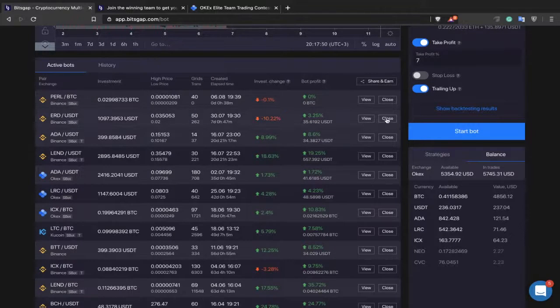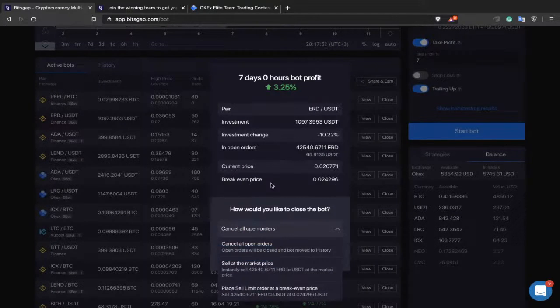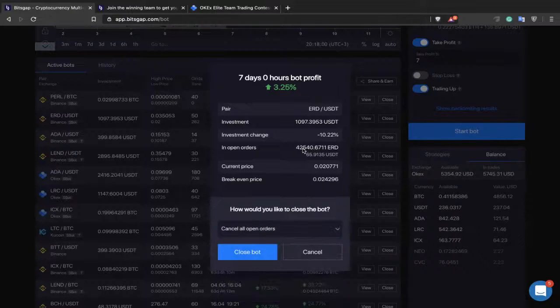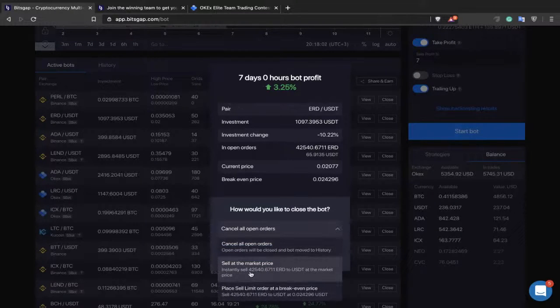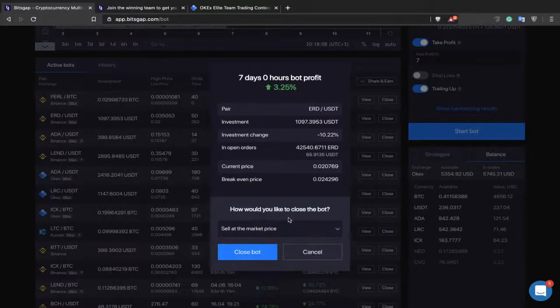So you'd rather maybe close the bot by another option, which is sell at the market price, by which you sell all of the base currency. So you see that's exactly 42,000. As soon as you click on it, the bot will sell all of the base currency. So that's going to be your 100% exit from the market. You won't have any base currency left in your portfolio in this case.